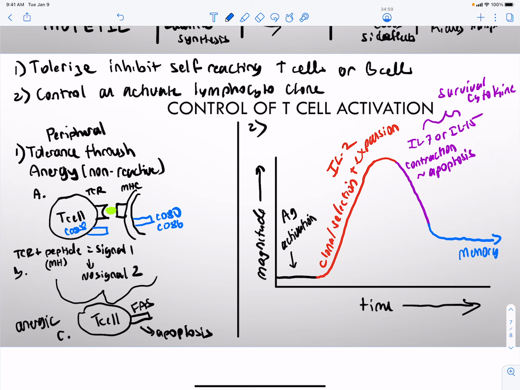Now, what's going on with the survival cytokines is once IL-2 is gone, you take away that growth. Now, all those cells that grew have to compete for survival. And there's only a limited amount of IL-7 and IL-15 in your body. And so most of the cells, unfortunately, don't see that survival signal, and they're going to undergo apoptosis. And so that's another way to control T cell activation: you have a mechanism to control the cytokines that are telling the cells to divide, and then you have a competition for the cytokines that are telling the cells to survive. Okay, and that's all. Thank you.